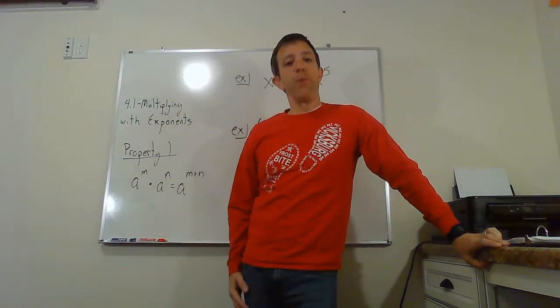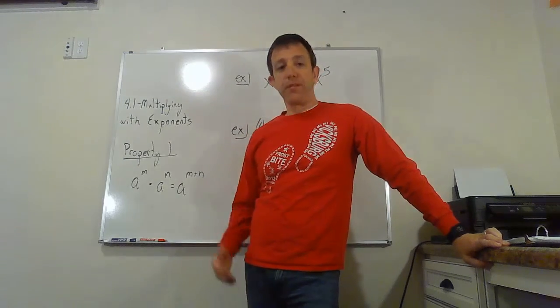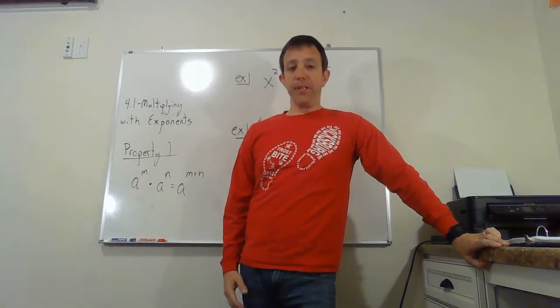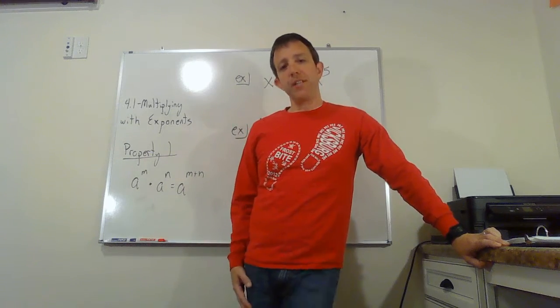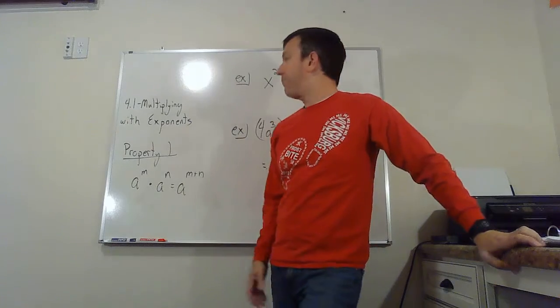Today we're doing section 4.1, multiplying with exponents. So there are several properties we're going to be looking at. I'm going to give you a property, I'll give you some examples, and we'll do a little scientific notation in this section too. So it'll be fun.